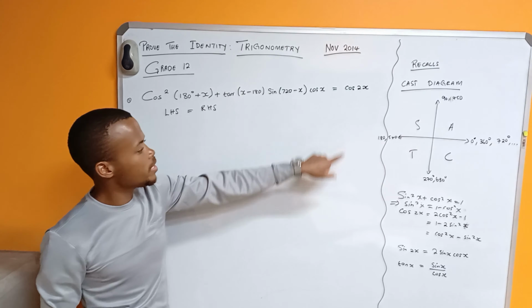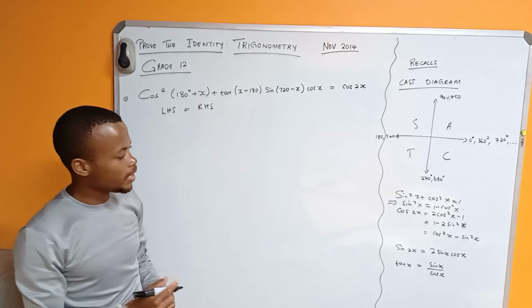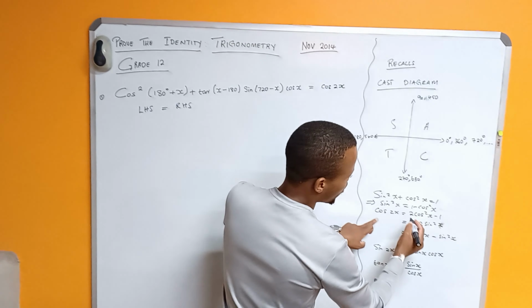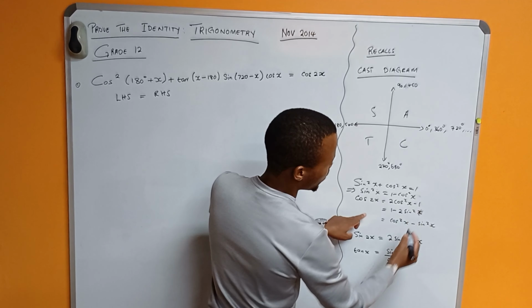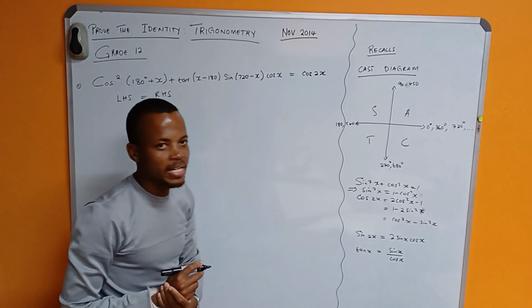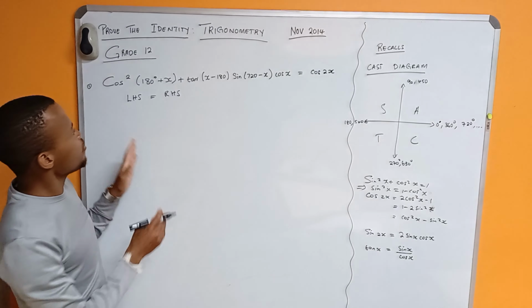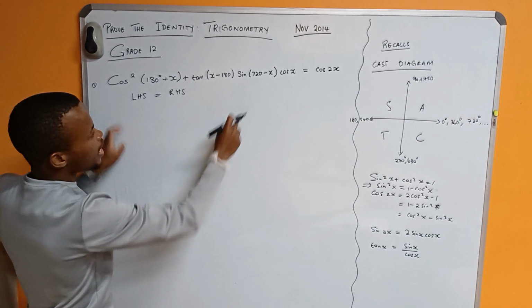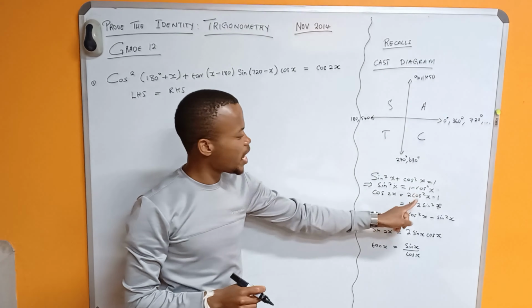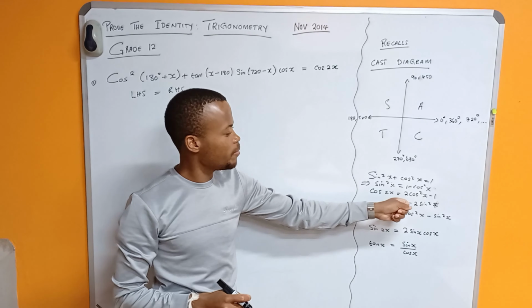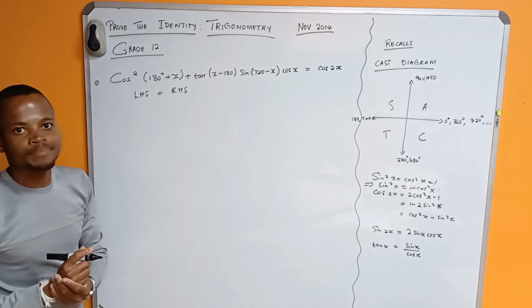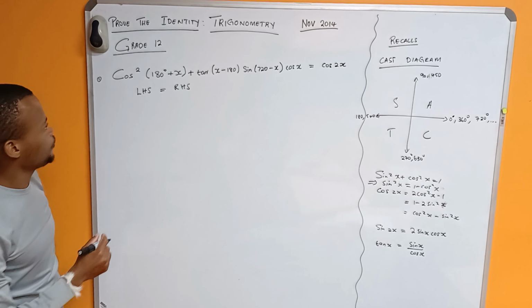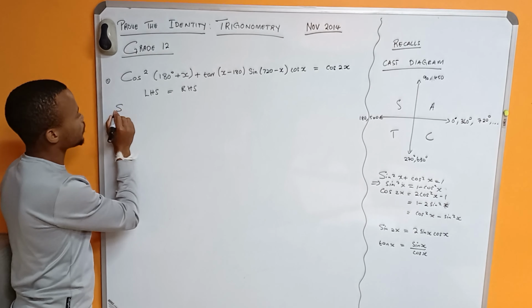To recall, cos 2x is a double angle. It can be written as 2 cos squared x minus 1, or 1 minus 2 sin squared x, or cos squared x minus sin squared x. So if you can prove that the left hand side is equal to any of the three, that will imply that the result is equivalent to cos 2x. Let us start. Solution.